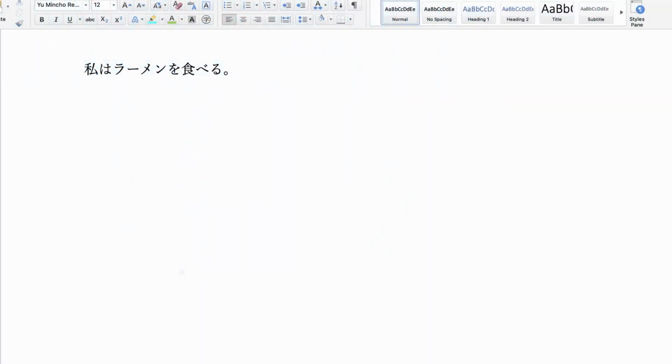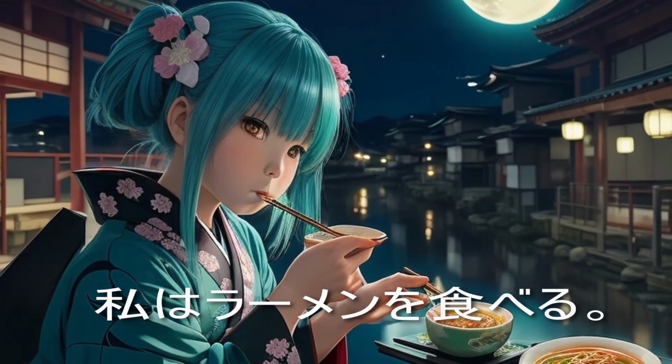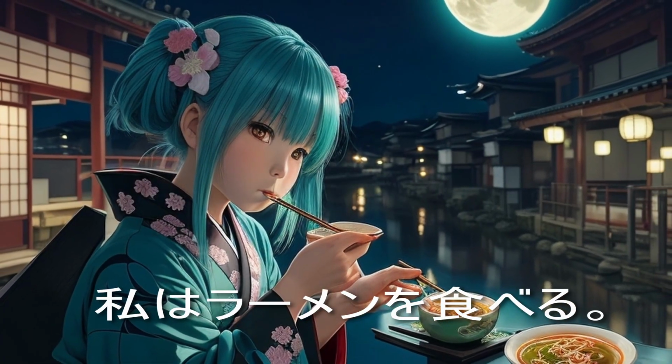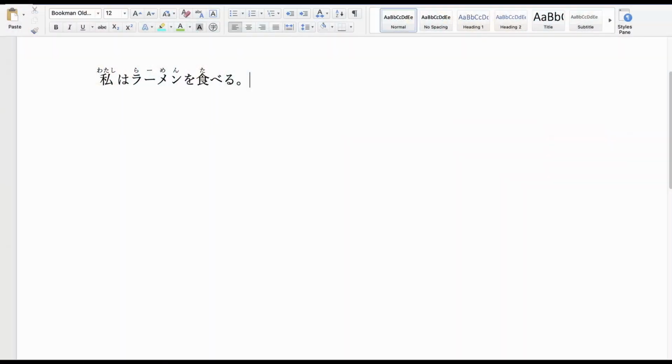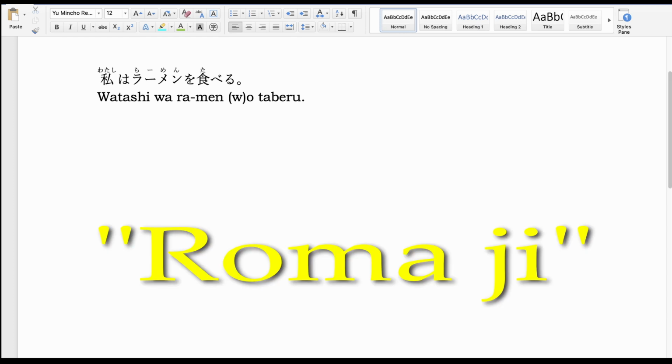In the last video, she used the sentence, 私はラーメンを食べる. Here it is in full Japanese script, exactly the way a Japanese person would read it. And 私はラーメンを食べる means I eat ramen. Here it is with hiragana on top of the difficult bits for those who have studied some Japanese. Here it is in romaji for those of you who are absolute beginners and need the romanized version.